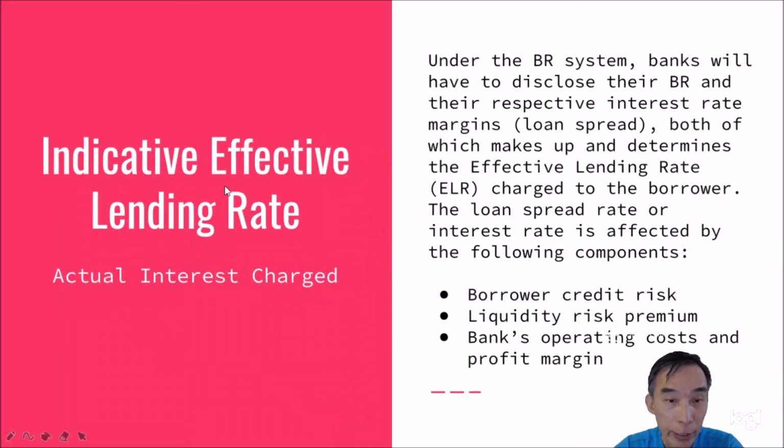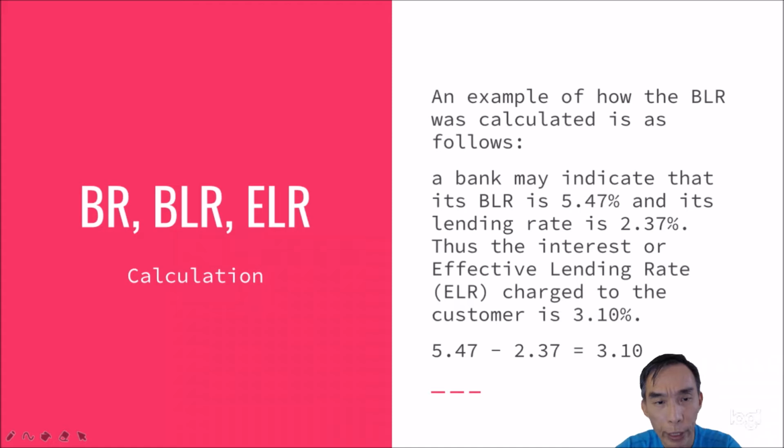Right, indicative effective lending rate, actual interest charge. This is just to highlight to you that the effective lending rate for an individual loan application depends on the borrower's credit condition, credit risk, liquidity, and the bank's operating cost and profit. If we have the SBR in the future, then the SBR will reflect the spread, how the bank actually handles the risk. So BLR, BR, ELR calculation, an example of how this is done.